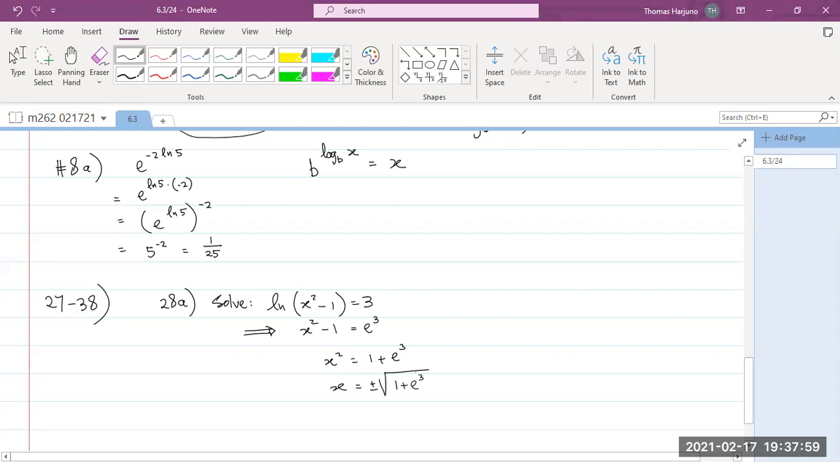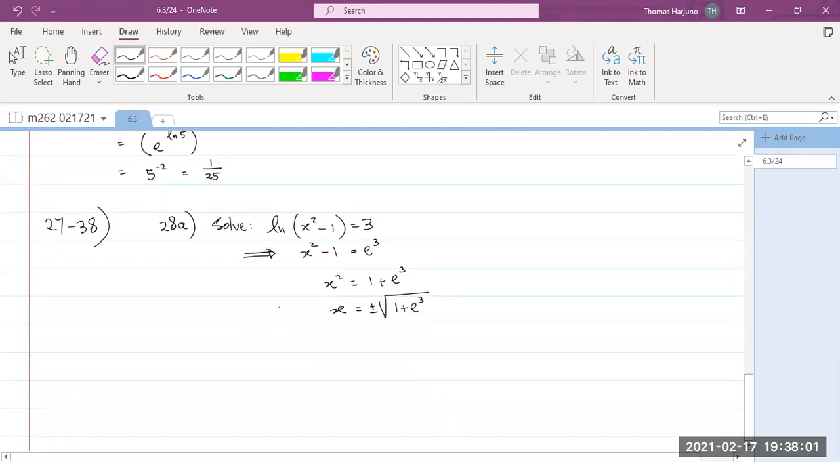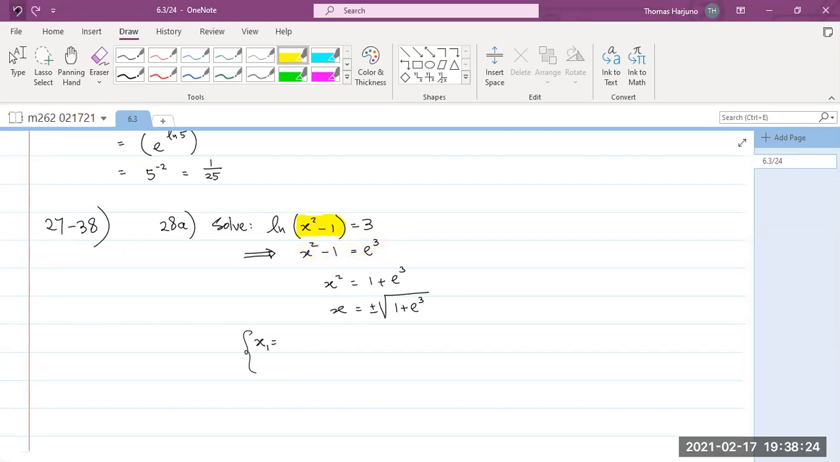Now, before you're done with your answer, make sure you check if the x is in the domain of the natural log, in the domain of the equation. In other words, the argument of the log has to be positive. But the way we set it up here, it will be positive. So both answers will be okay.